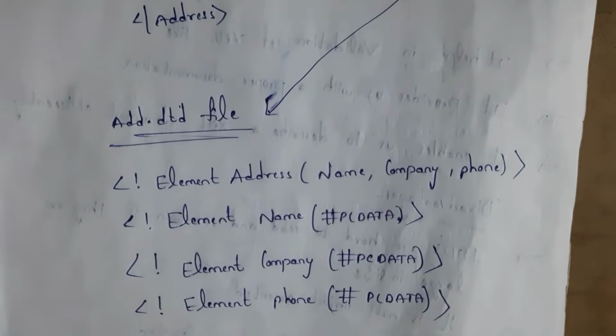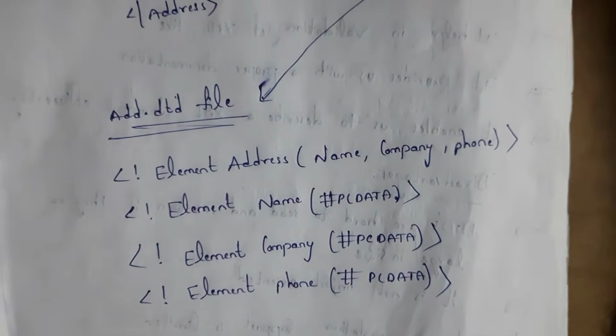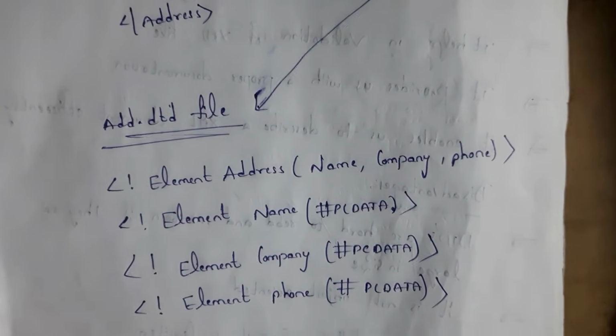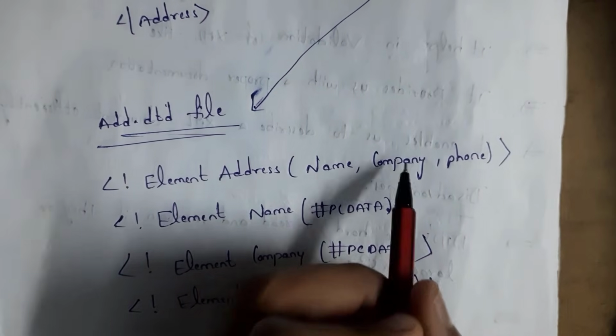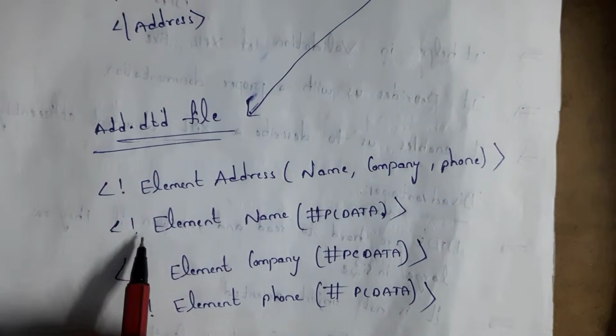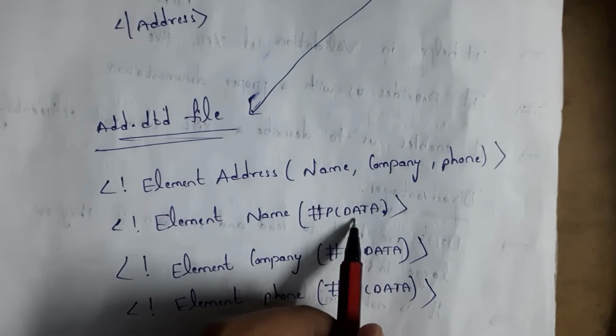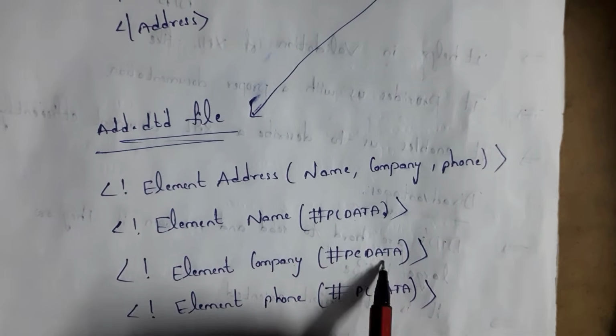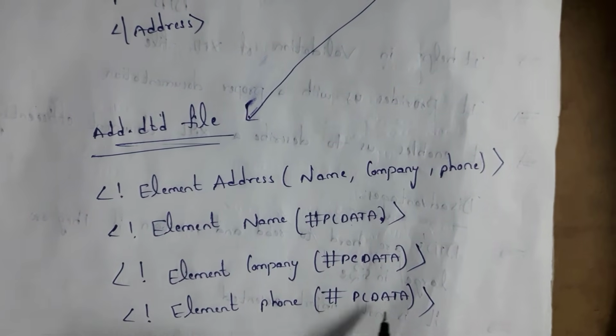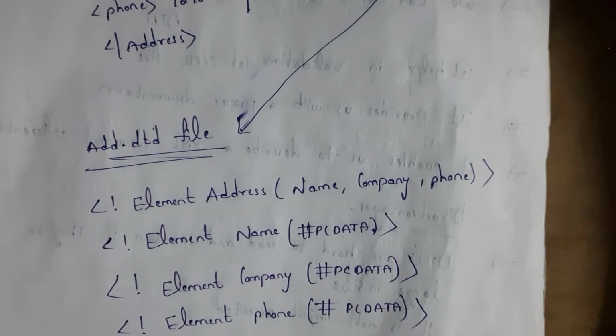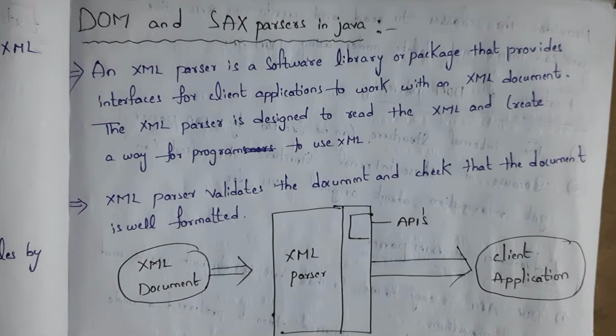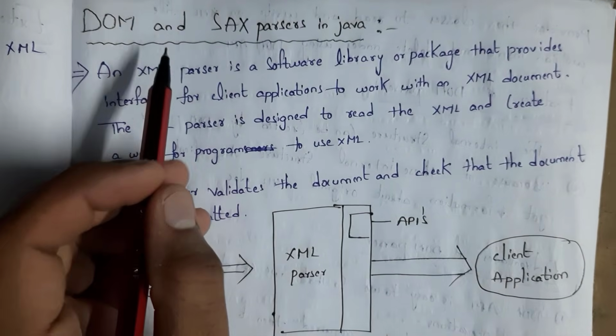Here I wrote a program which is the same as in internal DTD. ELEMENT address, name, company and phone number. Again ELEMENT name #PCDATA, ELEMENT company #PCDATA and ELEMENT phone number #PCDATA. This is the program of external DTD. Next topic is DOM and SAX parsers.